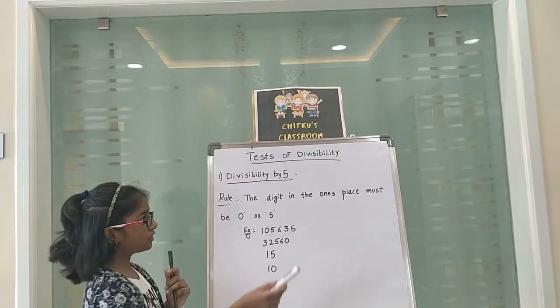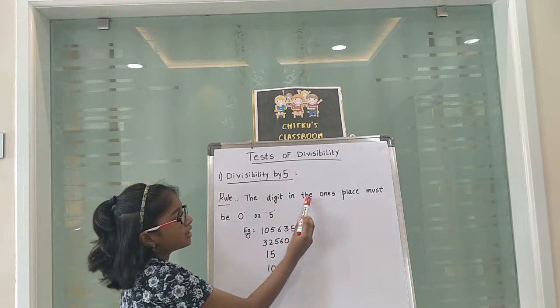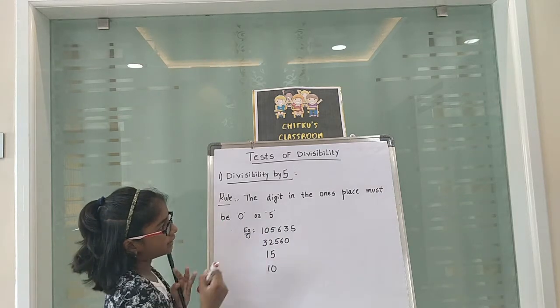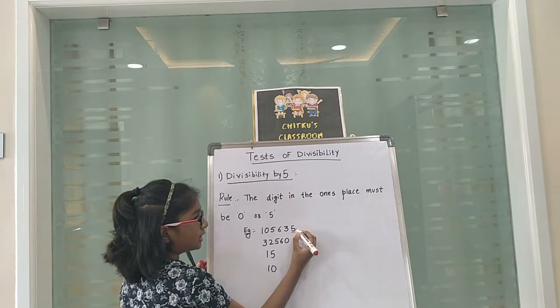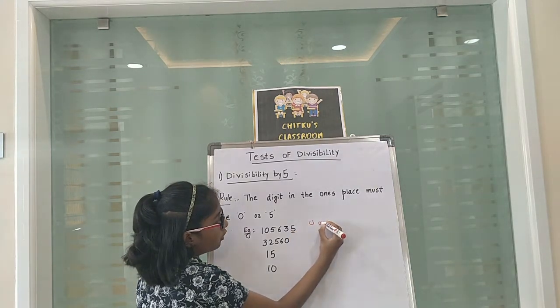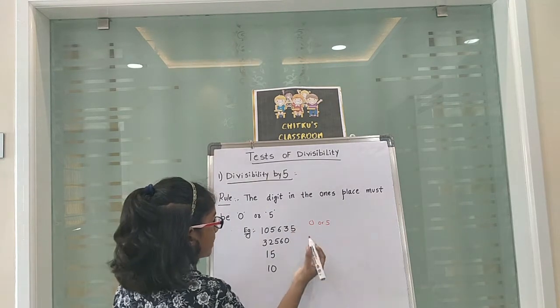So let's learn about divisibility by 5. For divisibility by 5, the digit in the ones place must be 0 or 5. So the digit in the ones place. Here's the ones place. In the ones place, the number should be 0 or 5. So here in the ones place, the number is 5.